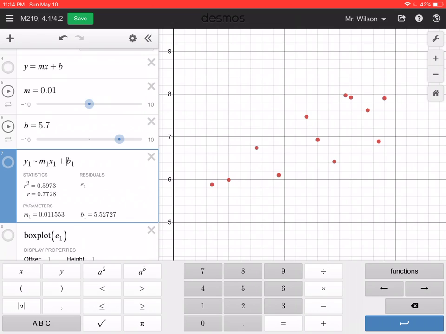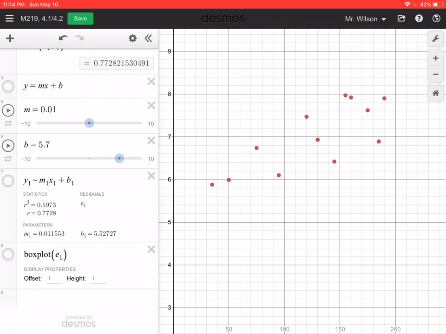Then m1 x1 plus b1. This tells it the output variable is y1, and the input is x1. I called my slope m1 and my y-intercept b1. When you do this, Desmos recognizes this equation, and it can tell you what the m and b values should be to make this least squares regression line most accurate.